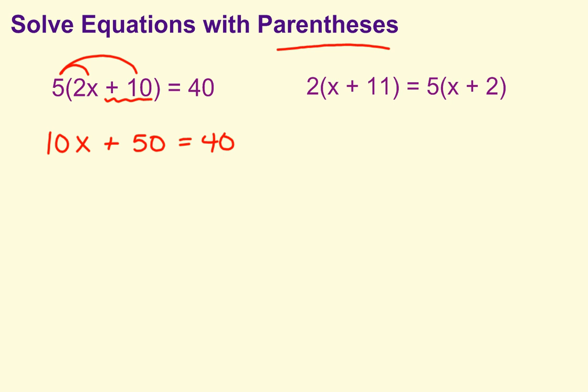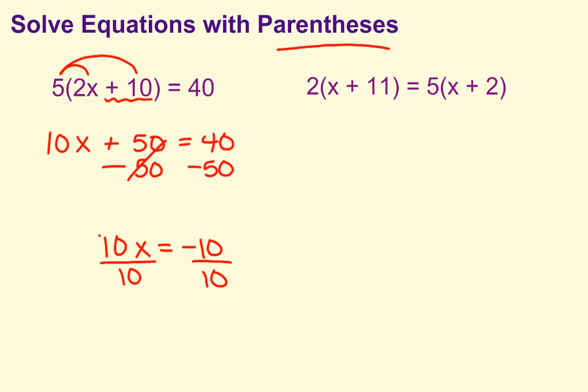We've got the 10 and the 50 to get to the other side. Always start with your plus or minus terms. So we've got plus 50, we're going to subtract 50 from both sides, leaving us with 10x equals 40 minus 50, which is a negative 10. Divide both sides by 10, and x equals a negative 1.